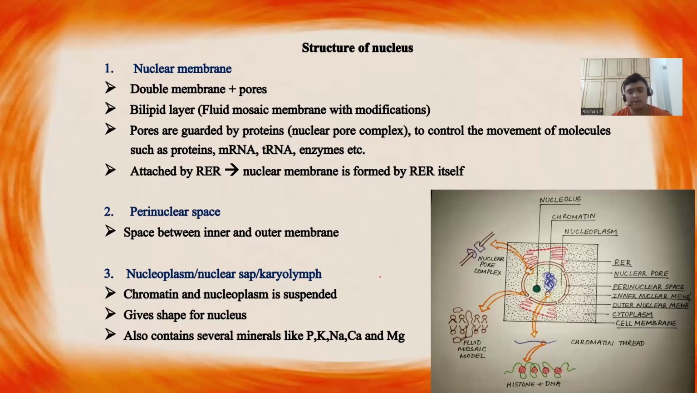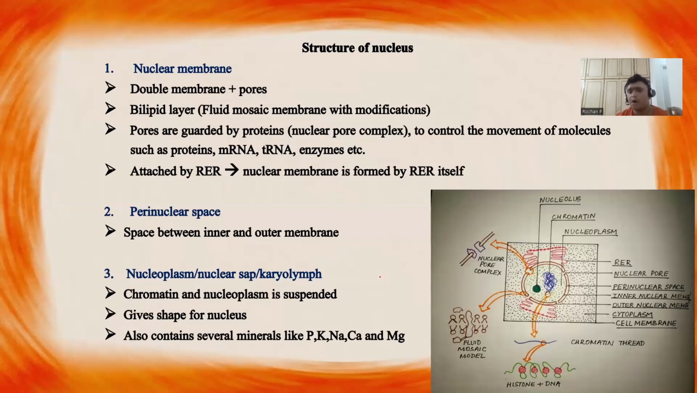Okay. Next, coming to the fluid part or the matrix part of the nucleus, that is the nucleoplasm. It has two other alternative names. We can call it nuclear sap or karyolymph. Karyo means nucleus, lymph means the fluid part. So what is this nucleoplasm? It is just like cytoplasm. Cyto means cell, plasma means fluid, so it is the fluid part of the cell. Similarly, nucleoplasm is the fluid part of the nucleus.